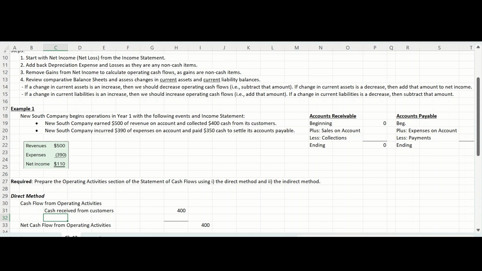So cash payments for expenses is negative 350. So the net cash flow from operating activities, because there's no other cash being received or paid out in this problem, is $50.